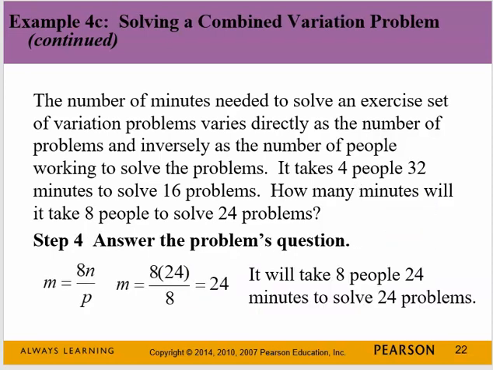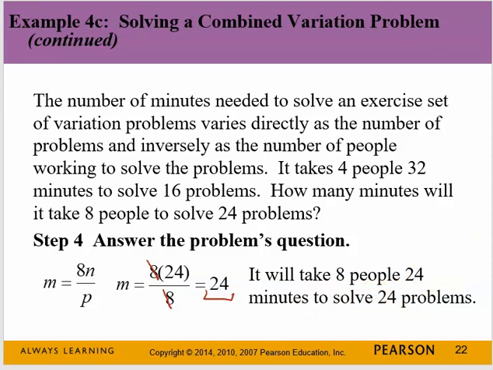So in our next slide, we see our basic formula. We have the constant of variation. How many problems? 24. How many people? 8. And notice what happens here. The 8s will just cancel out nicely. So it will take 24 minutes to solve 24 problems.